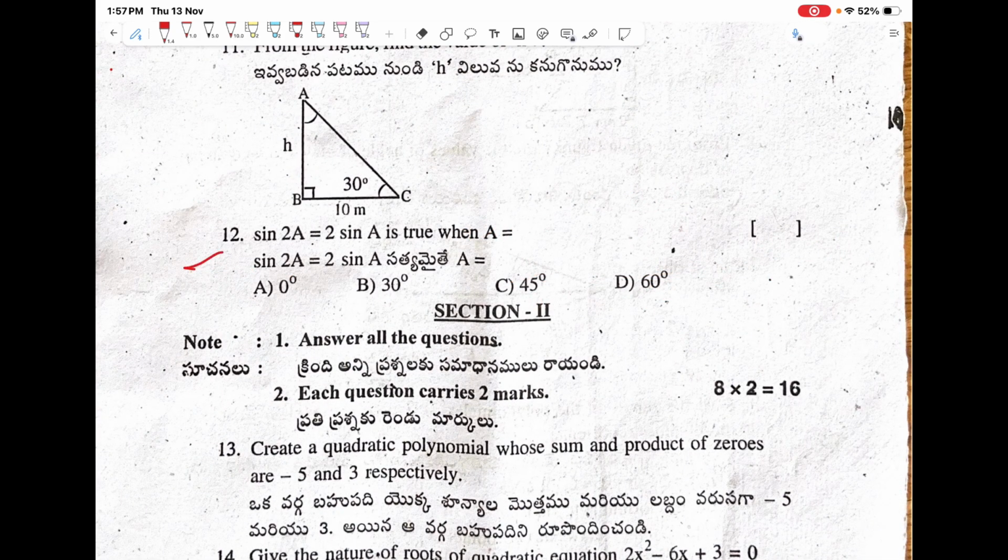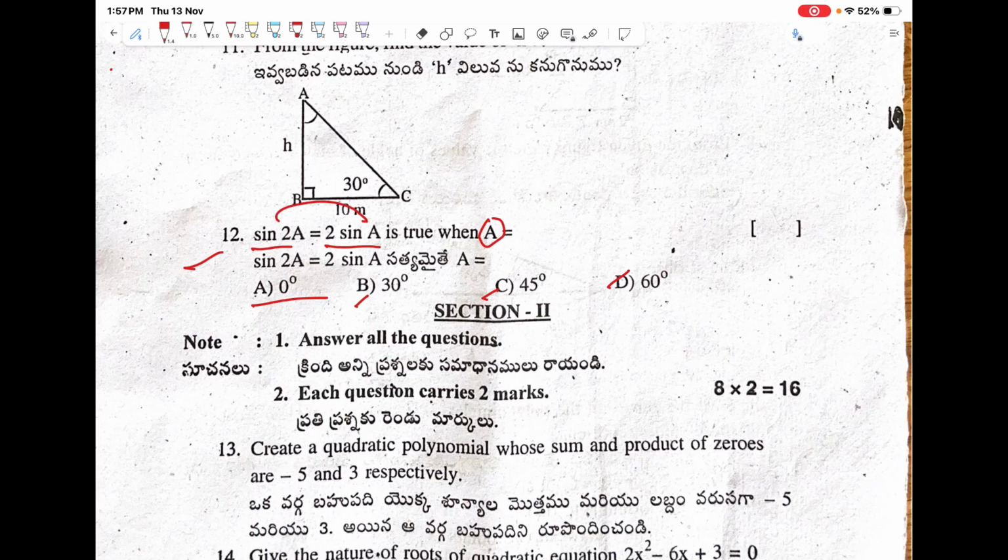Look at question number 12. Question number 12: sin 2A equal to 2 sin A is true when. They are telling that sin 2A and 2 sin A are equal. These two are equal only when the angle is 0 degrees. You can check by keeping 30 degrees, 45 degrees and 60 degrees; you will not get the exact values of these two.